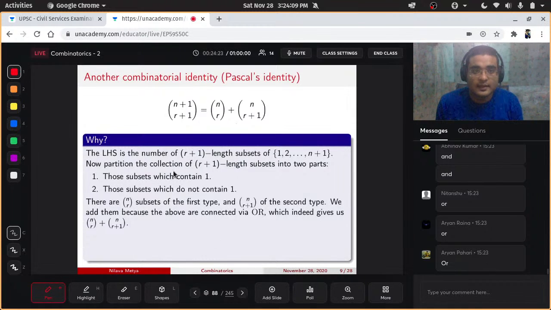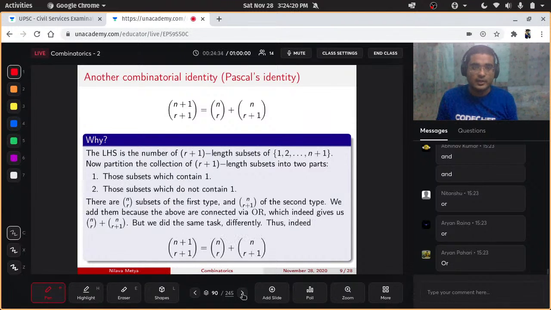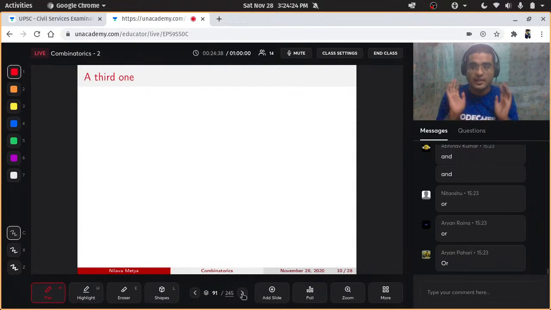But then left hand side and right hand side, we are doing the same task differently, right? We are just picking the subsets which have length r plus 1. So the two must be equal. Okay, a third identity, again with English itself, no formulae.